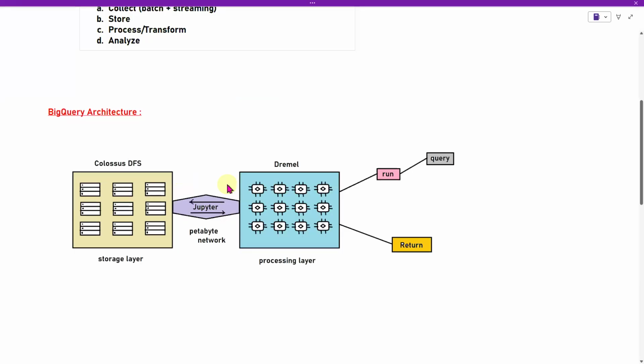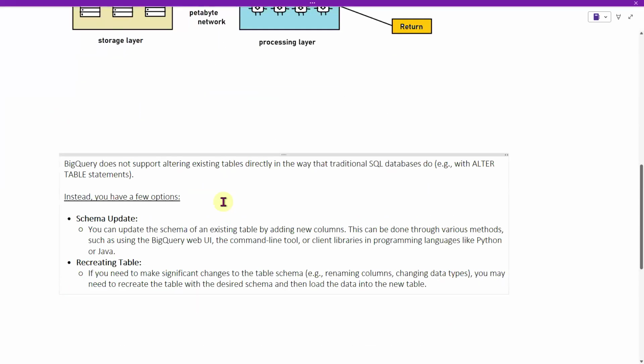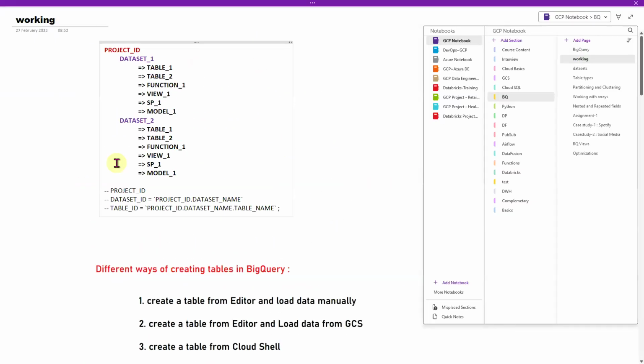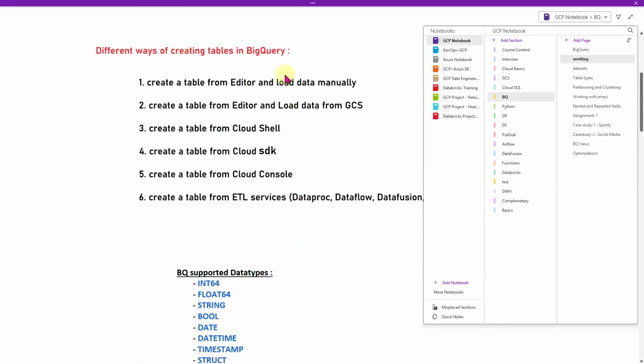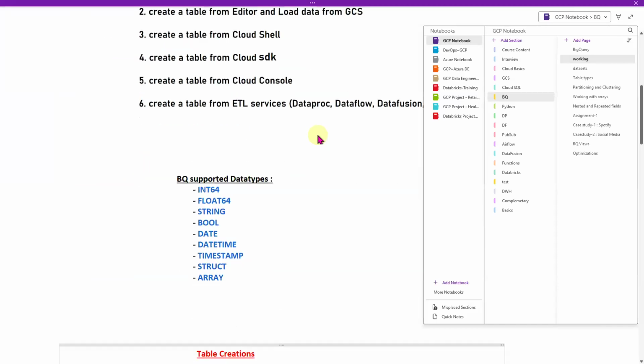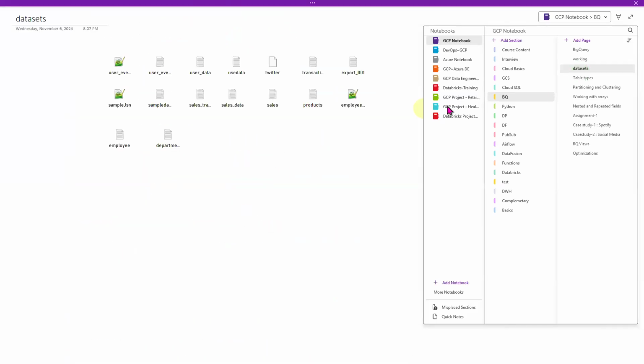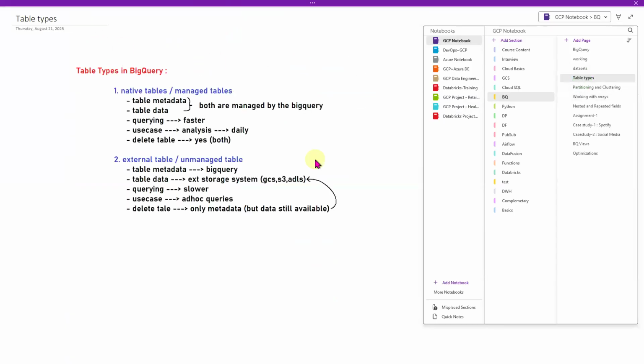BigQuery's architecture, very important thing. BigQuery limitations. Working with BigQuery. BigQuery is a hierarchy, with different ways of creating the tables in BigQuery. BigQuery supported data types, table creations, data set, the data set for your practice purpose. Table types: there are two types of tables in BigQuery, native tables and external tables.